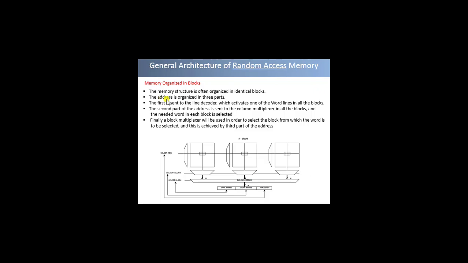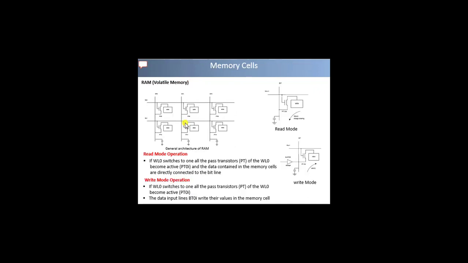Similarly, the address is divided into various parts. The first part is sent to the line decoder, which activates one of the word lines in all the blocks of the memory, and the contents of these words are given to their outputs. Remember, RAM is a type of volatile memory. It means that the contents of this memory are lost when the power is lost.